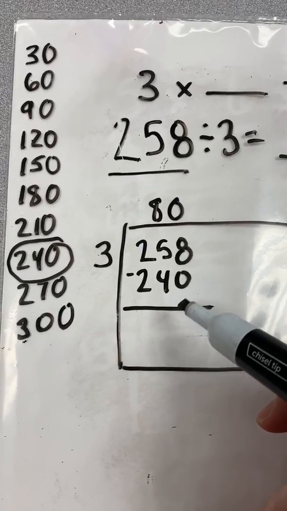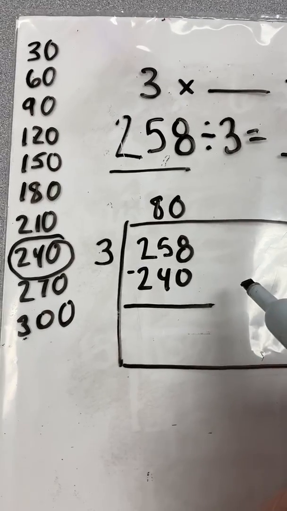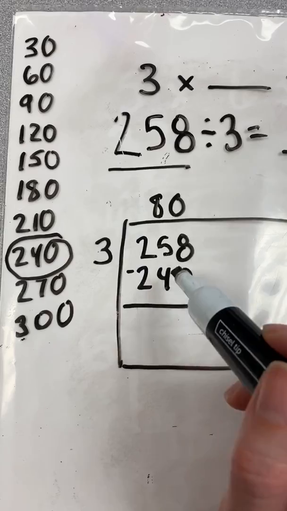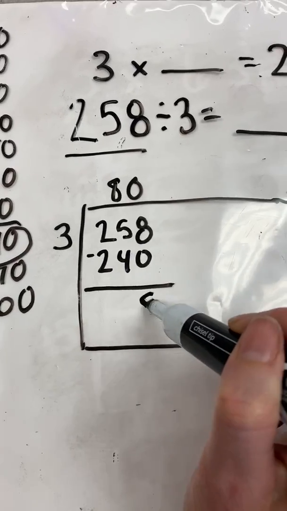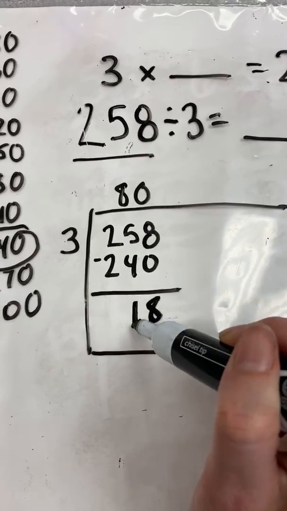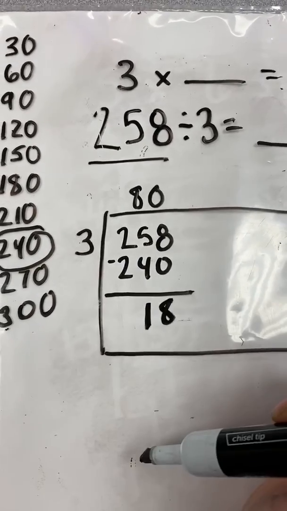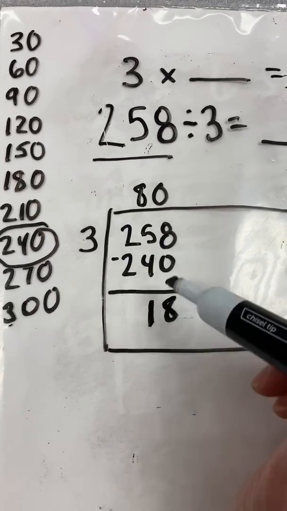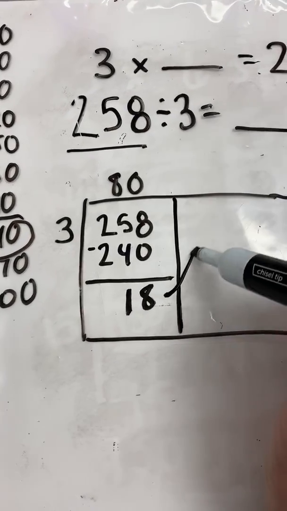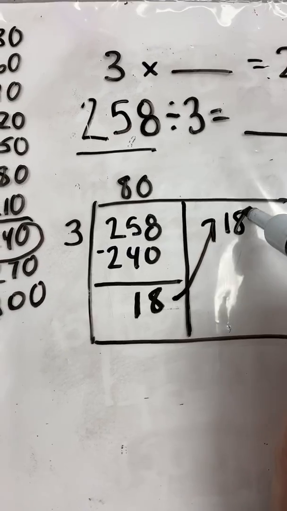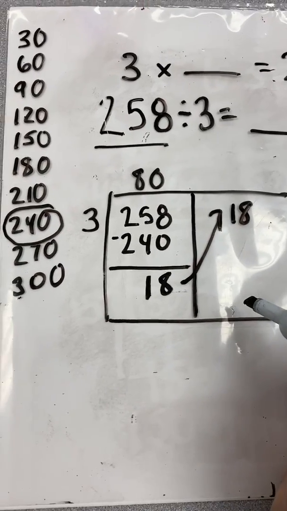Then I'm going to subtract because I can tell that I'm still going to have some left in my array because I had 258 and I just need to subtract 240. So 8 minus 0 is 8, 5 minus 4 is 1, 200s minus 200s is no hundreds. So that gives me a difference of 18. I still have 18 left in this array, and I can still make some more groups of 3.